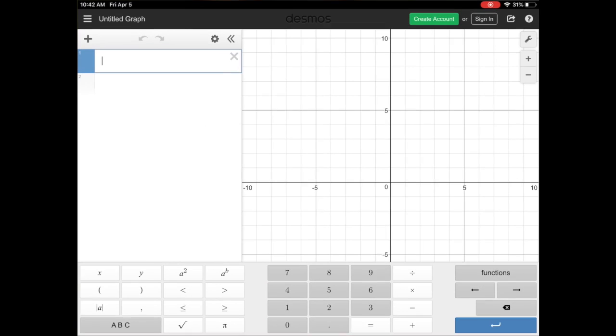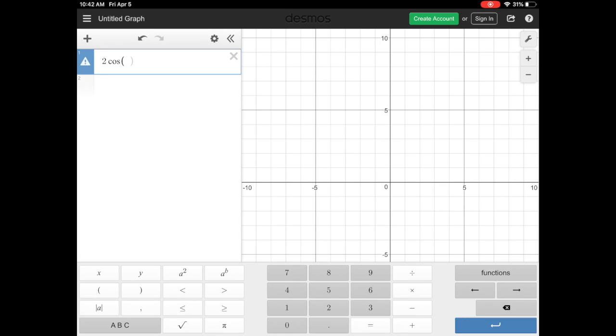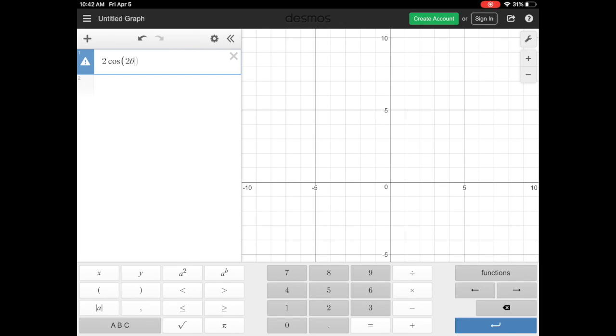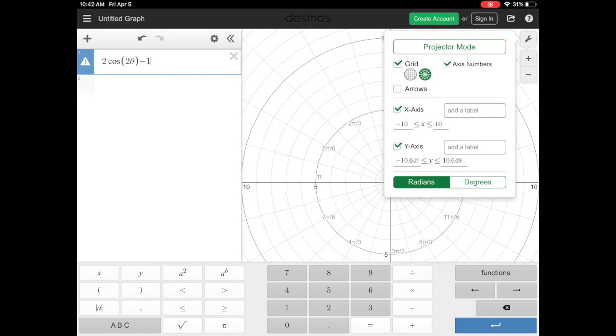So transferring over to Desmos, I'm going to put in my line 1. I'm going to enter in 2 and then my cosine of 2 theta. I'm going to close my parenthesis. And then subtract 1. It's giving me an error because we're not in polar coordinates. So I need to change my settings. I'm going to change my settings and I'm just going to tap the polar grid option.